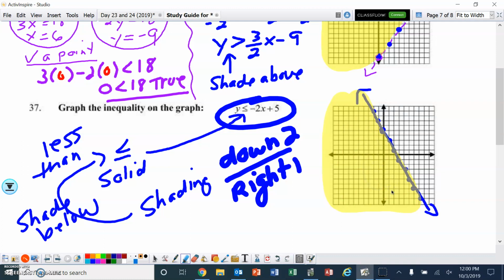All right, that is it for section 2.8. Remember all the details: dashed, solid, shade above, shade below. You check a point if you need to. You've got to keep all of that straight.